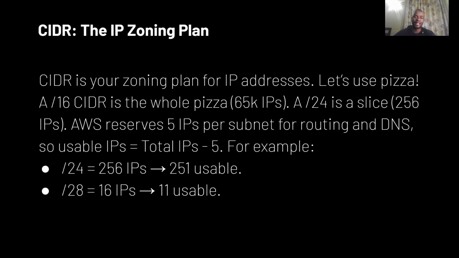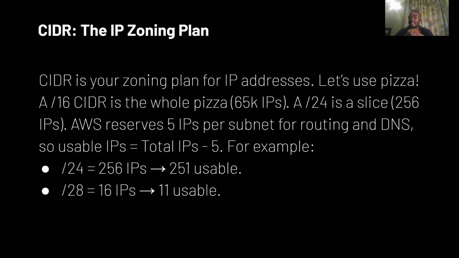So just like we said earlier, CIDR is like the addresses in your neighborhood A, 1, 2, 3, 4, 5, 6, and in your neighborhood B, 1, 2, 3, 4, 5, 6. Here we see that we're using a pizza analogy. So let's use the pizza. A /16 CIDR is the whole pizza, which has over 65k IPs. That is 65,000 IPs.